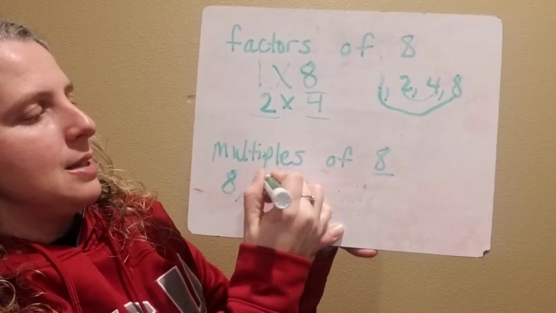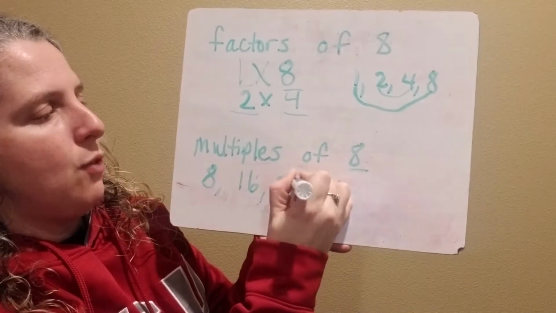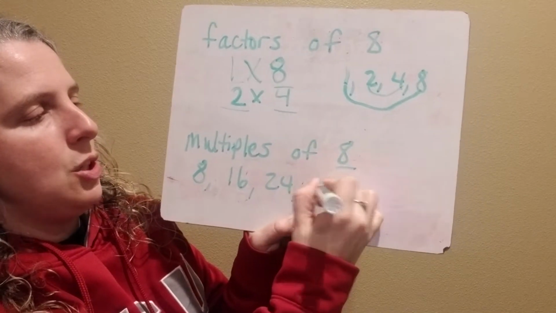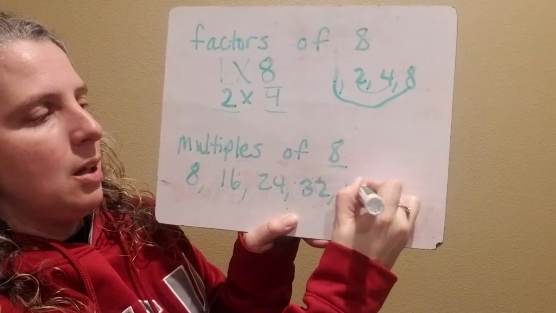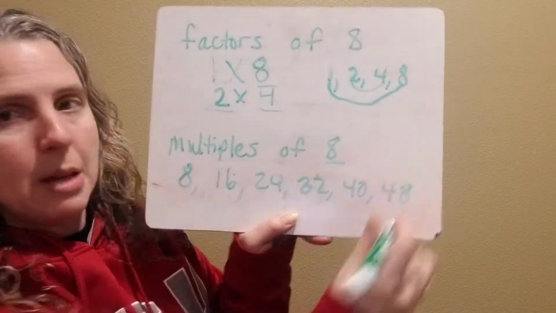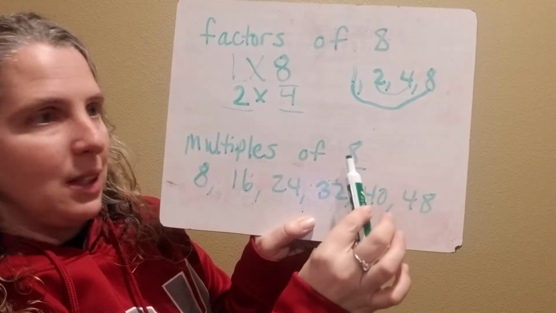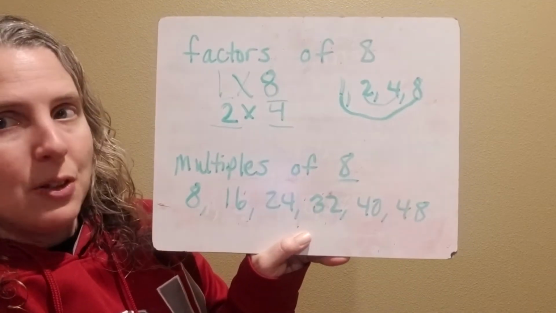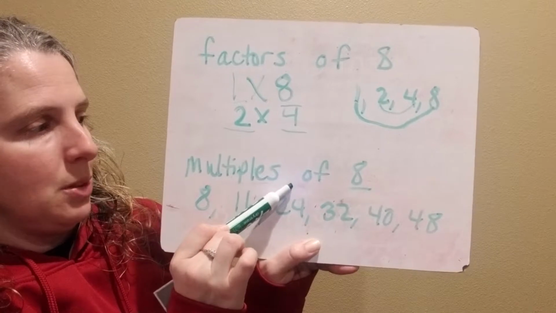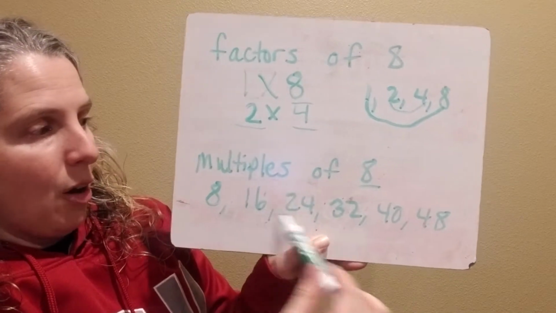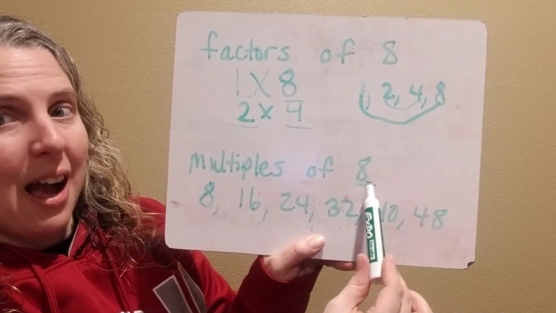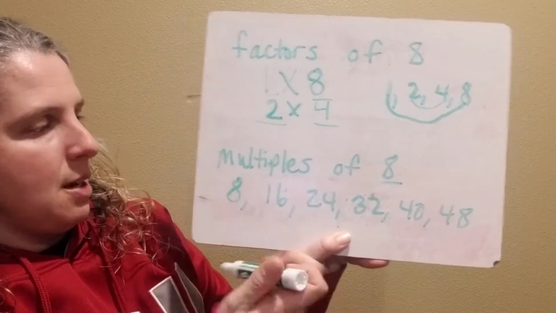8, 16, 24, 32, 40, 48, and you could keep going. Those are all multiples. They can be divided evenly by 8. That's the difference between factors and multiples. So multiples of 8 are all these numbers. 8 is a factor of all of these numbers.